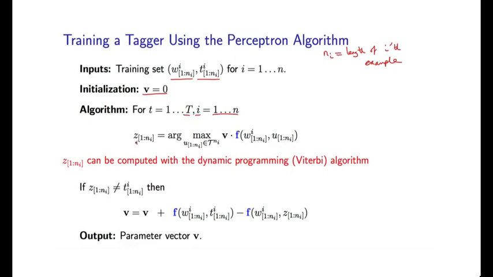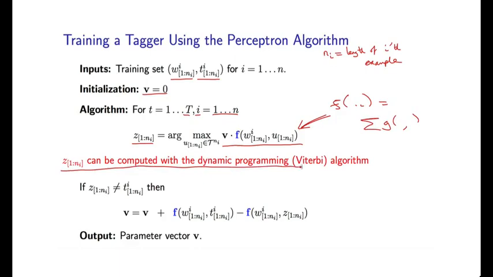The first thing I do is I calculate the highest scoring tag sequence under this score, v dot f, and we're going to assume that f is equal to a sum over these local feature vectors. And that means that critically we can calculate this highest scoring tag sequence under the current parameters using dynamic programming, using the Viterbi algorithm.